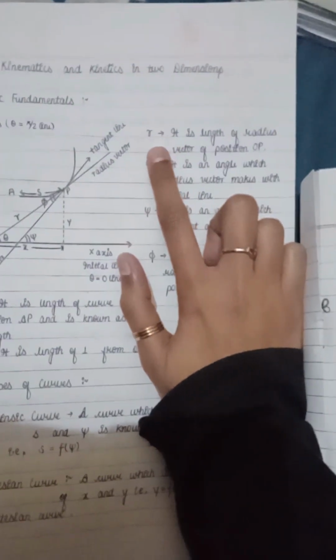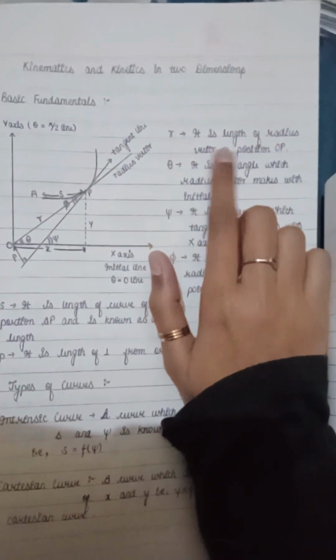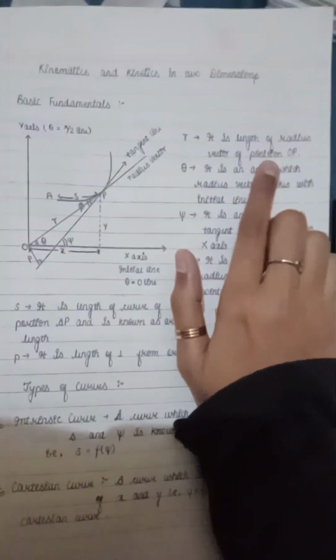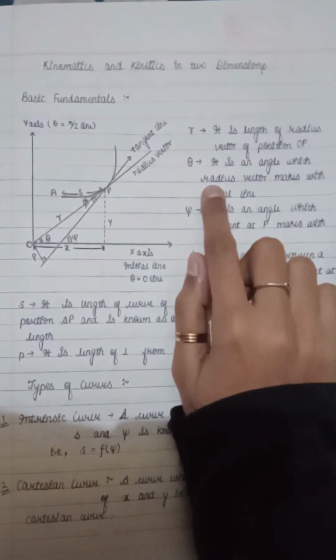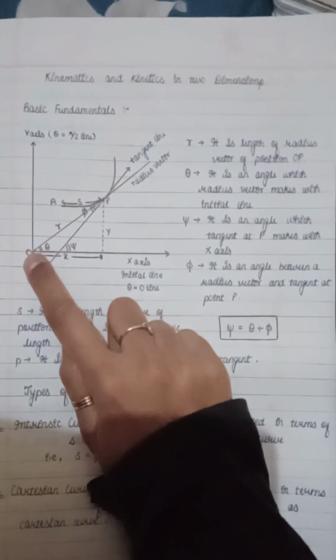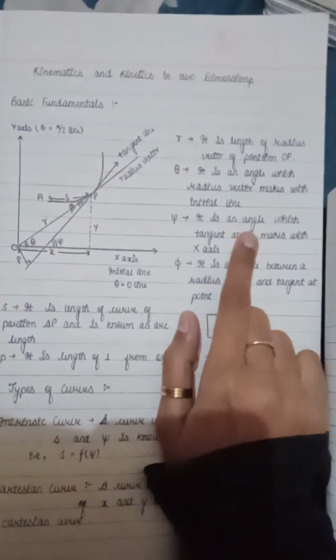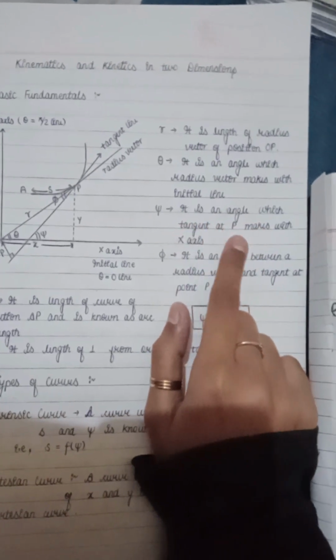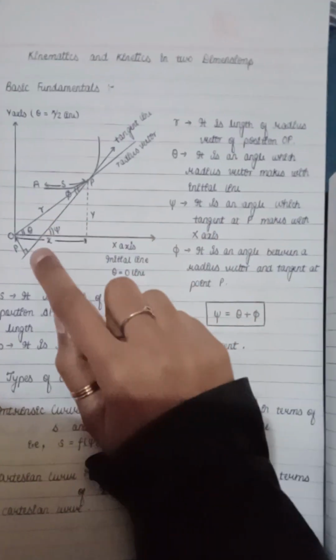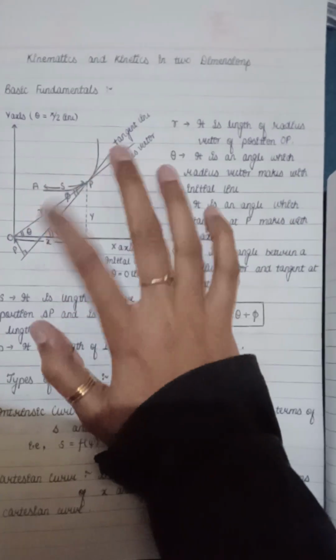Here r is the length of the radius vector of the position point OP. Theta is the angle which the radius vector makes with the initial line. Psi is the angle which a tangent at P makes with the x-axis. So this is the psi angle which the tangent line makes with the x-axis.